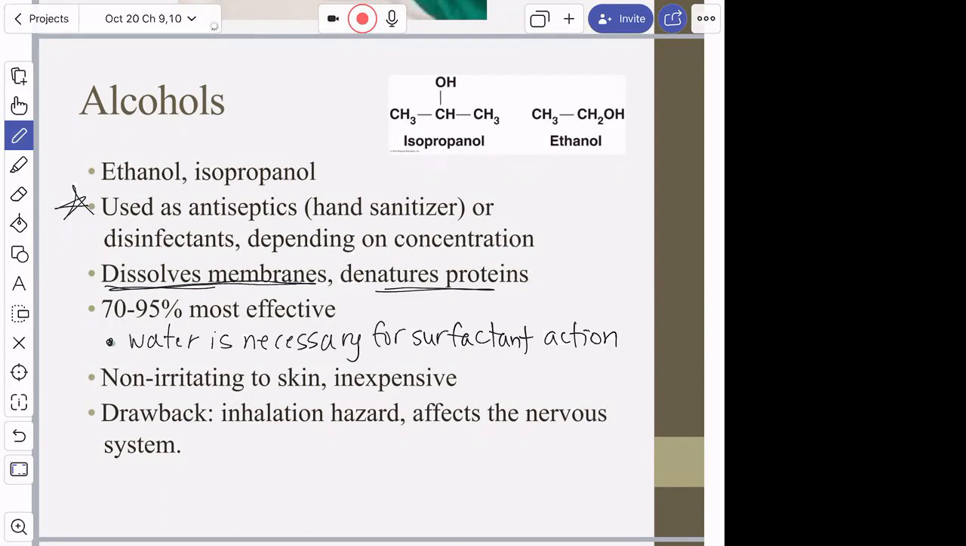Okay, so it's pretty non-irritating to the skin. It's pretty cheap. Alcohol is considered an inhalation hazard, but what you inhale from using hand sanitizer is just a minuscule amount. So we don't have to worry about that. If you inhale too much of it, it can affect the nervous system. So again, have to just keep that in mind.